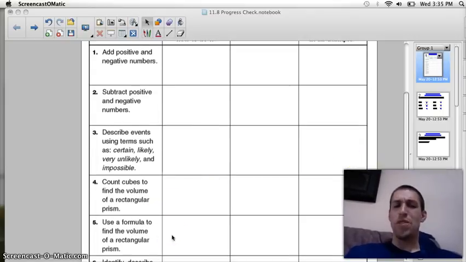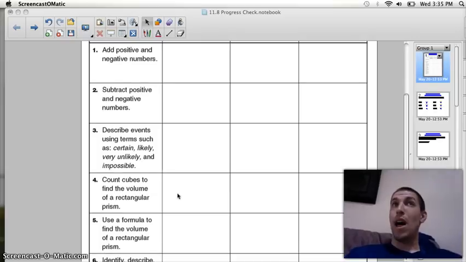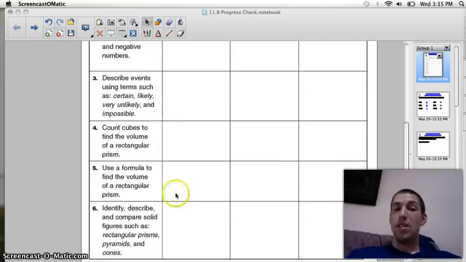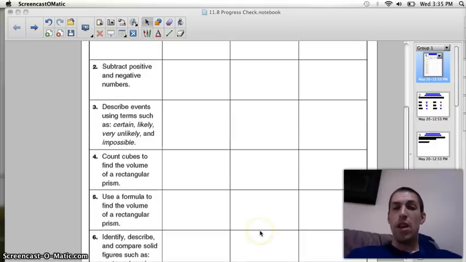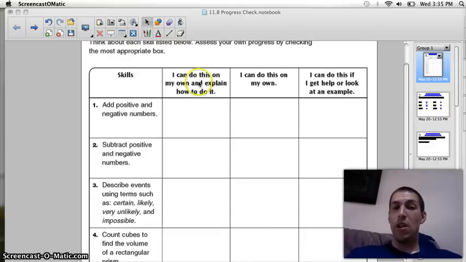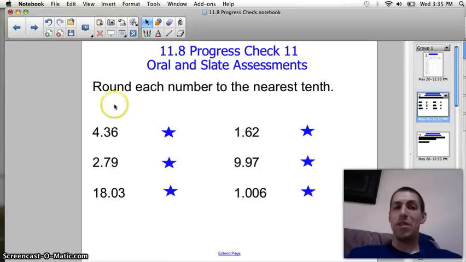Can you count cubes to find the volume of a rectangular prism? If I gave you the blocks, could you figure out how many cubes it would take to make that rectangular prism? Do you know how to use the formula to find the volume of those rectangular prisms? And can you describe geometric solids? Can you describe what makes a rectangular prism a rectangular prism? What makes a triangular pyramid a triangular pyramid? Cones, spheres, do you know the difference between those? Depending on how you are, are you really good at it? Can you do it on your own, or do you still need some help? You need to make sure you know on each of those, because that's what we're going to be assessing.